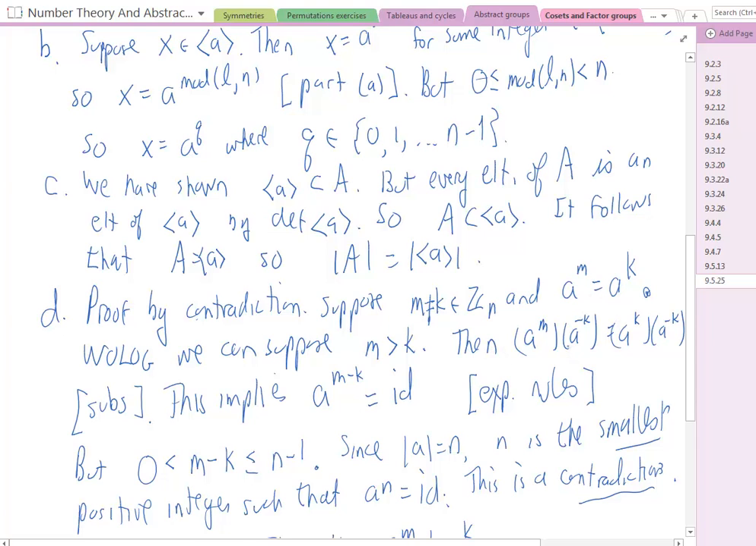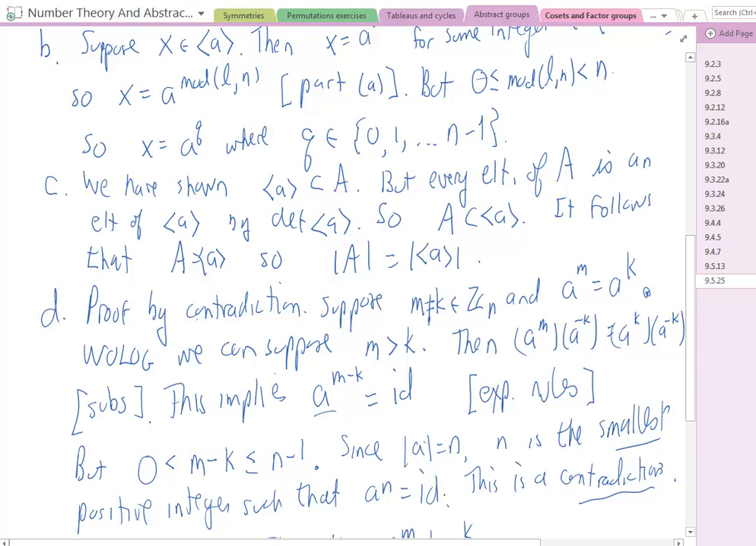And then I do some exponent rules. If I multiply these two, I can add the exponents, m minus k. If I multiply these two, I can add the exponents, k minus k. That gives me a to the 0, which is the identity. So that tells me that a to the m minus k is the identity. But m and k are both between 0 and n minus 1, and m is bigger than k. That means that if I take m minus k, the result is bigger than 0, since m is bigger than k, and it's less than or equal to n minus 1 because m is less than or equal to n minus 1. So this difference, m minus k, is between 0 and n minus 1.